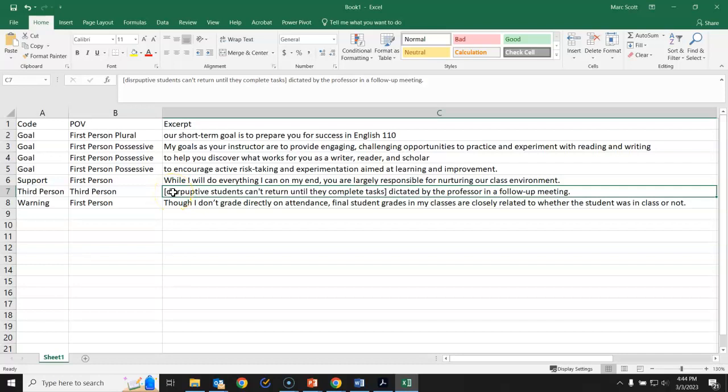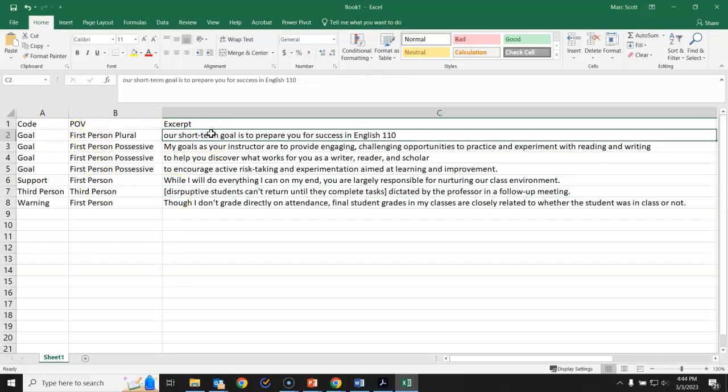Just quickly taking a look at this, there's a kind of pattern that starts to emerge. When the instructor is talking about goal setting and kind of positive things, the first person pronoun is there. So "our short-term goal," which is first person plural, she's putting herself with her students. That's kind of an interesting rhetorical choice. "Our goal is to do this."